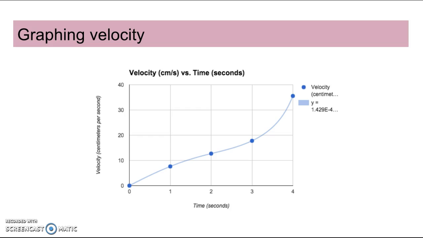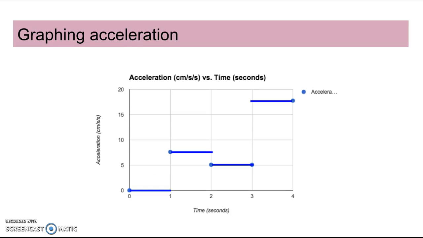This is the velocity versus time graph. The ball's velocity was not constant. It also increased over time. This is the acceleration versus time graph.